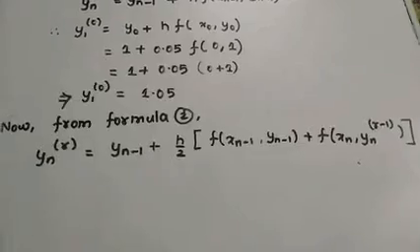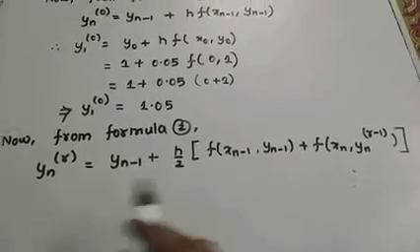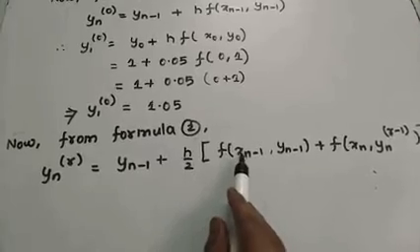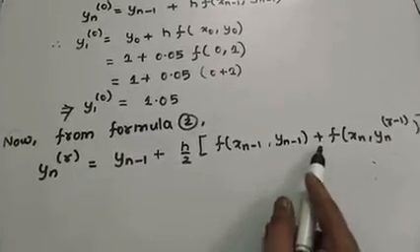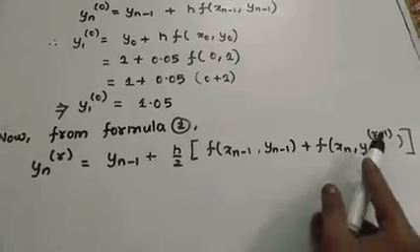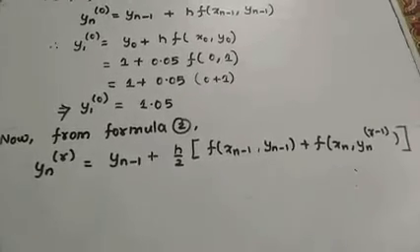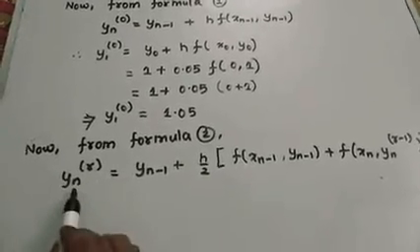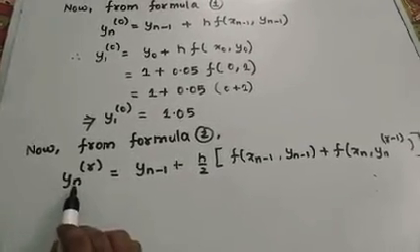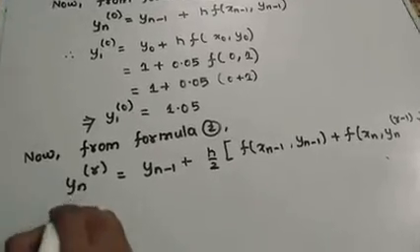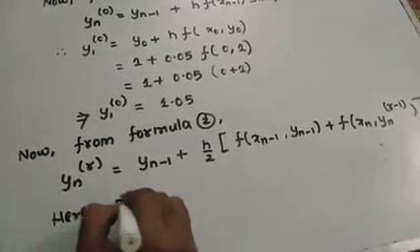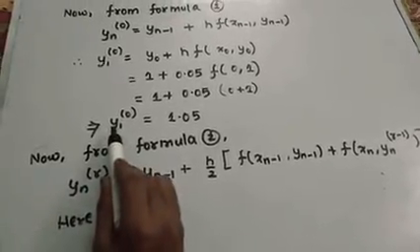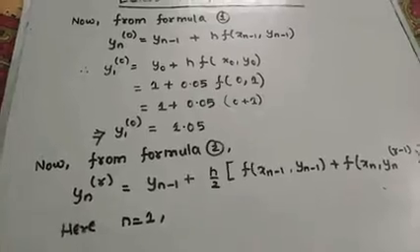Now, using formula number 2, I have written it: yn r equals yn minus 1 plus h by 2 times f of xn minus 1, yn minus 1 plus f of xn, yn to the power r minus 1 closed. Now remember one thing, what do we have to find? y1. So in place of n we put n equals 1, because we have to modify this y1.